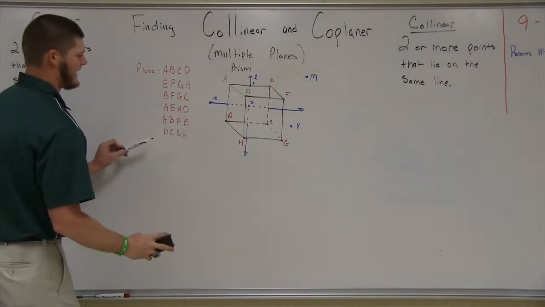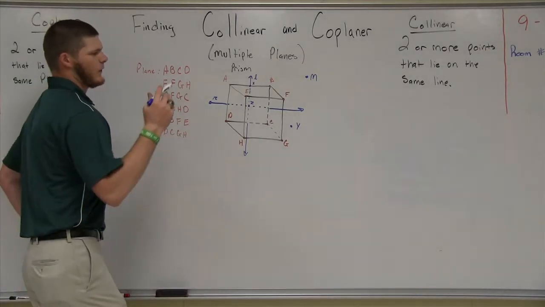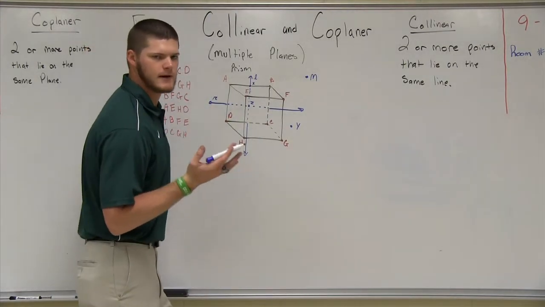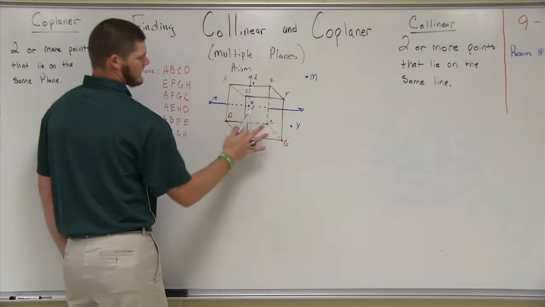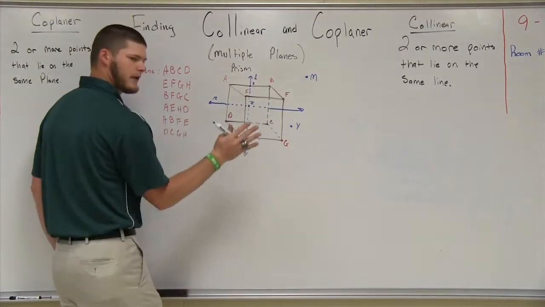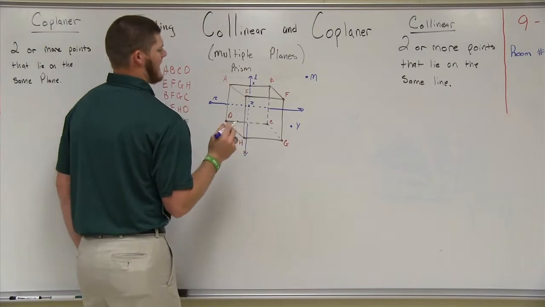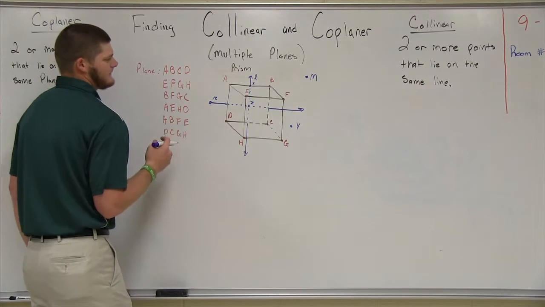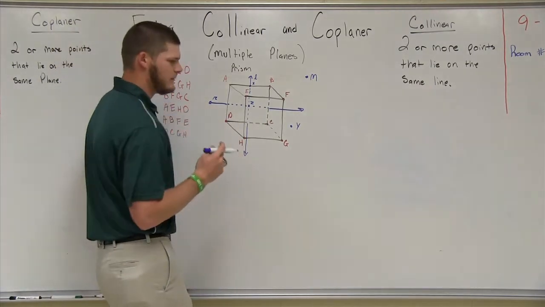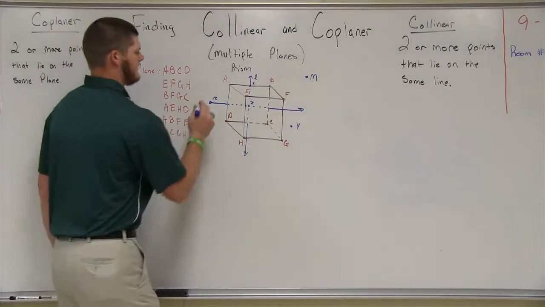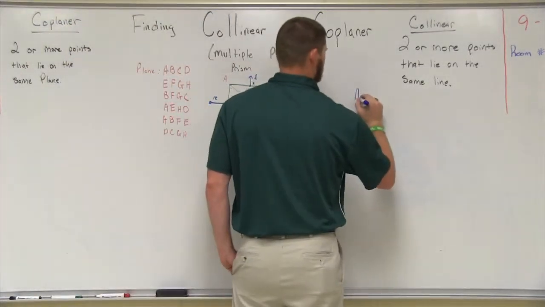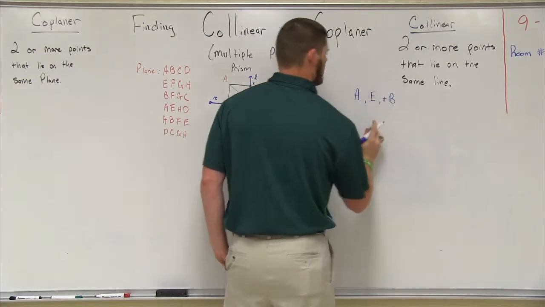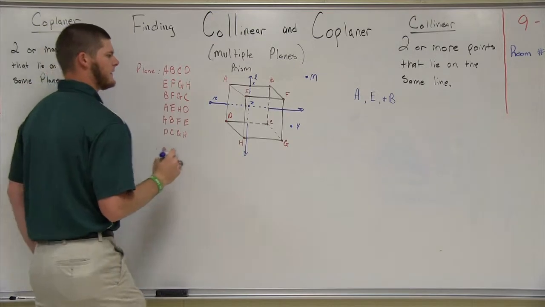Alright, so we've named our planes. So what I want to do is walk through and see if we can find some collinear and coplanar points. I know that this might look a little confusing. My dotted lines indicate that they're on the back half. So let's just ask a question. Would points A, E, and B be collinear? Alright, so let's see. A, E, and B. Are they collinear or coplanar?